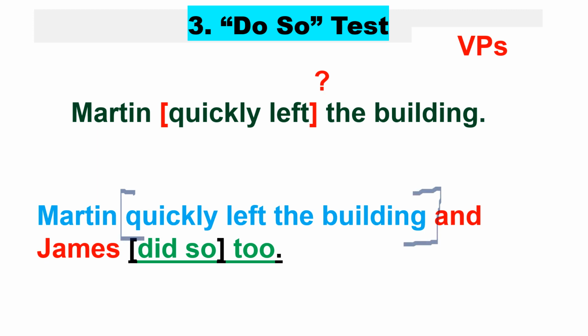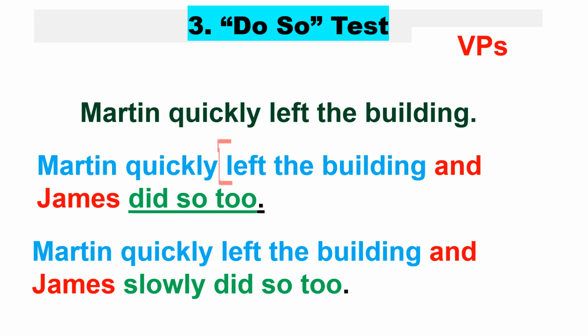So here's the question. What about left the building? Is that a constituent? This seems a little bit better, doesn't it? Martin quickly left the building and James slowly did so too. So it looks like we can coordinate left the building and did so with our do so test. And if we leave the adverb out, everything seems to be okay. So left the building is a constituent on its own. Of course, we can also say Martin quickly left the building and James did so too. So quickly left the building is a constituent as well.